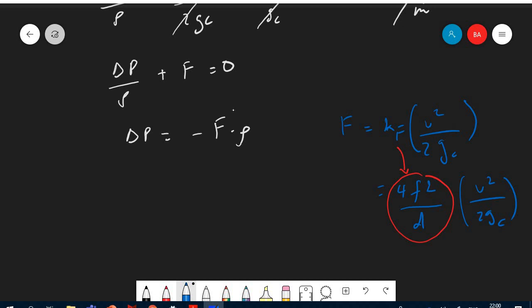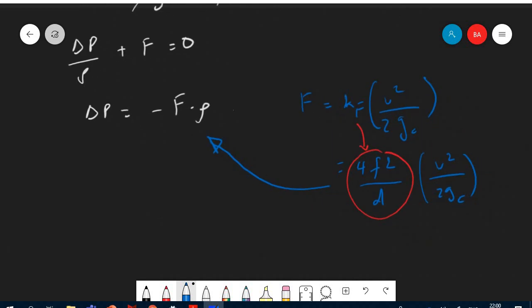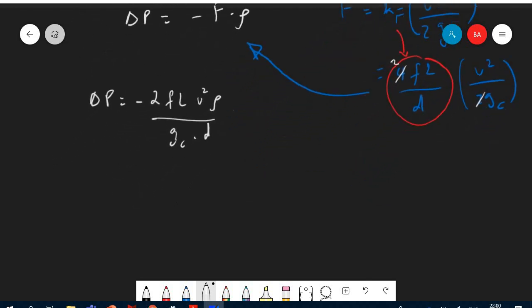So I'm going to substitute that here. The delta P that I have is equal to minus 4F. Let me write that. 4 divided by 2 is 2, so it's minus 2. Let me write 2 here just to make it clearer. Minus 2FL U square rho over GC into D. Okay, great. So things are becoming easy here.